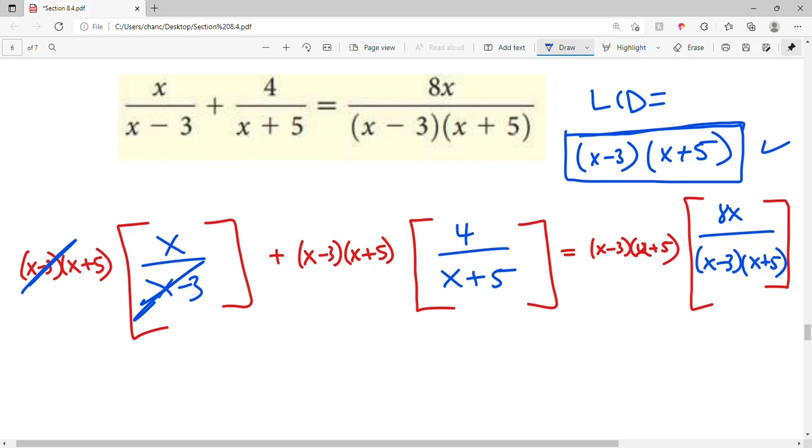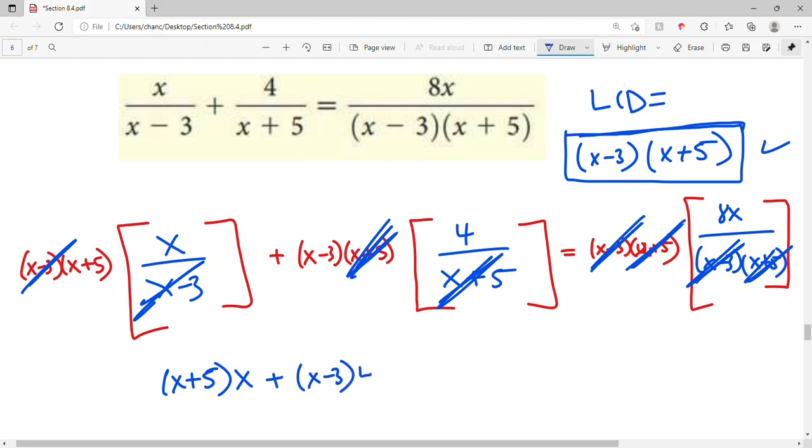So notice the x minus 3, they divide out. The x plus 5 divides out. And on the right side, all of them divide out except the 8x. So this leaves us with x plus 5 times x plus x minus 3 times 4, and that's equal to 8x.